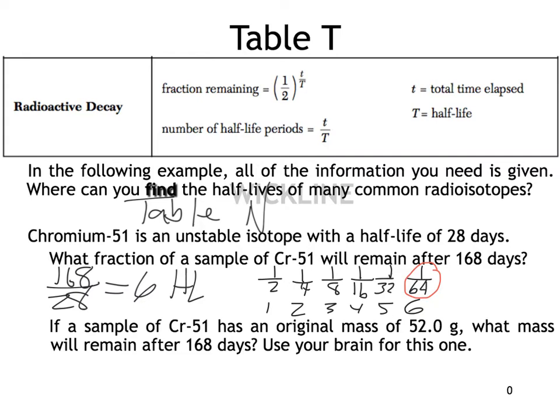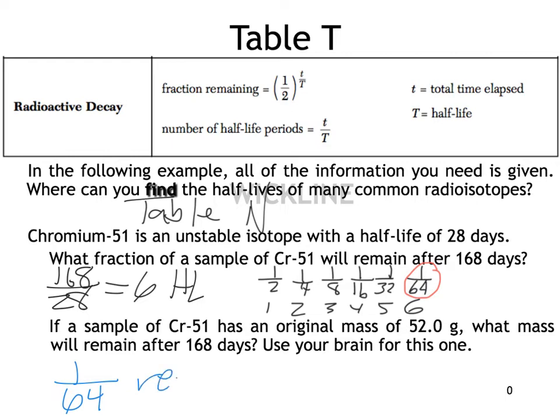So my next example says, if a sample of chromium-51 has an original mass of 52 grams, what mass will remain after 168 days? So a lot of this question is the same as the one before. It says 168 days, it's still chromium-51, so the half-life will still be 28 days. So all that's still the same. And I also know that after 168 days, I will have 1/64 remaining. So I'm going to go ahead and start with that piece of information.